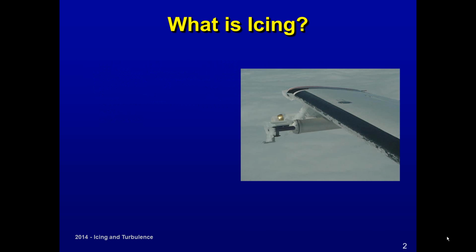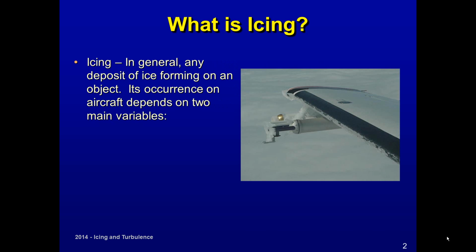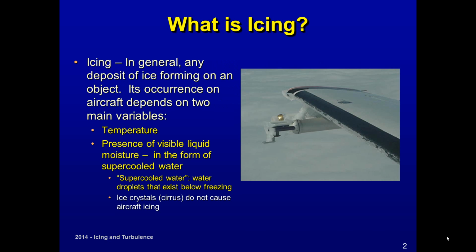What is icing? Icing, in general, is any deposit of ice forming on an object. Its occurrence on aircraft depends on two main variables: temperature, and the presence of visible liquid moisture in the form of supercooled water. Supercooled water refers to water droplets that exist below freezing. Ice crystals, such as you find in cirrus, do not cause aircraft icing.